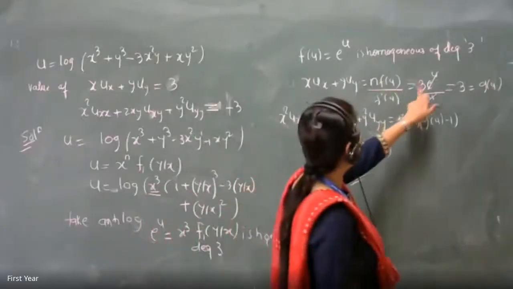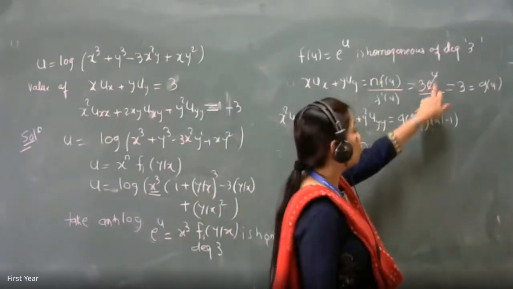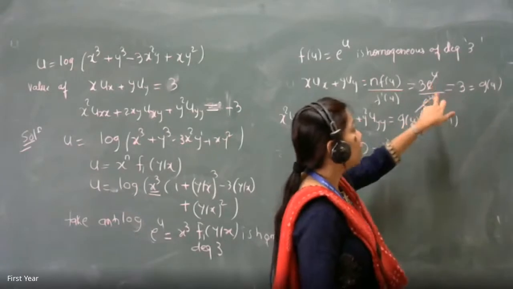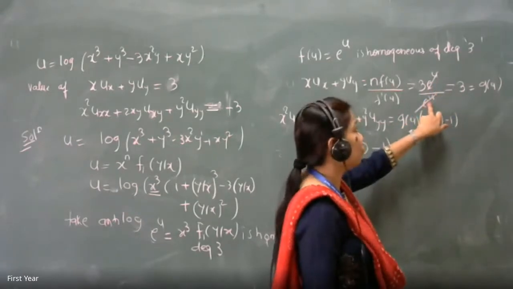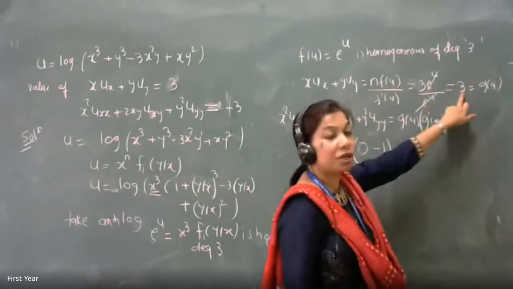Ma'am, g dash of u 0. Ha. G is what? G is n into f of u by m dash of u. So f of u is e raised to u. Derivative of e raised to u is also e raised to u. So that is getting cancelled and the value is coming out to be 3.